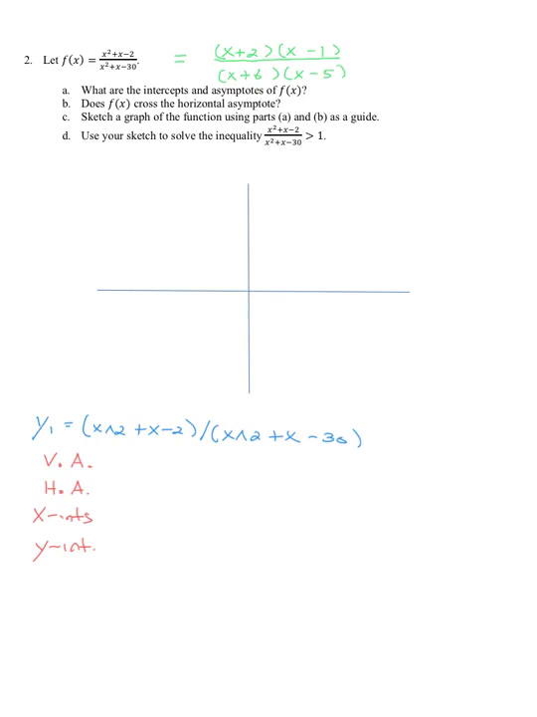This factorization will help us determine some of these key features on the graph. Starting with the vertical asymptotes, that's where the denominator is equal to 0. That is, x is equal to negative 6, as well as x is equal to positive 5. I'm going to put those on the graph. 1, 2, 3, 4, 5. We're going to have a vertical break in the graph, as well as at negative 1, 2, 3, 4, 5, negative 6.